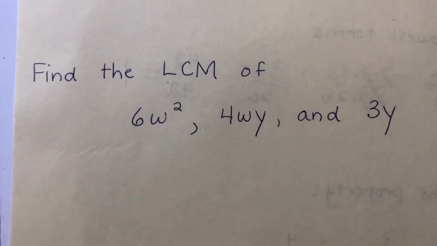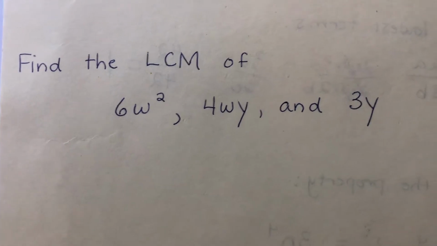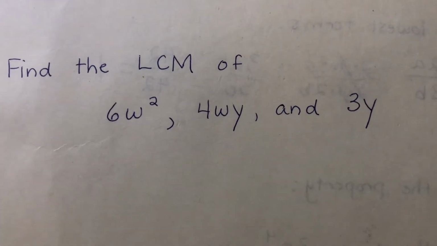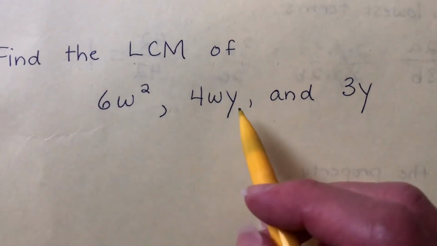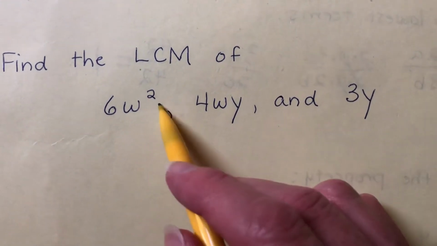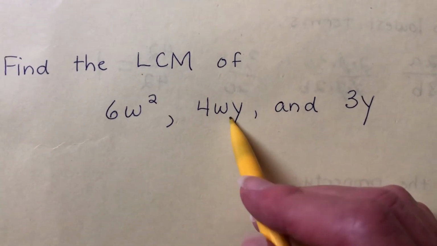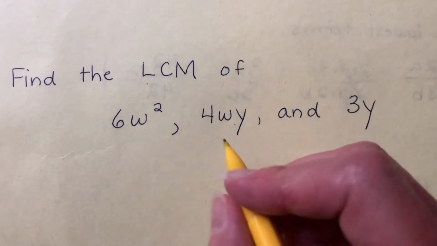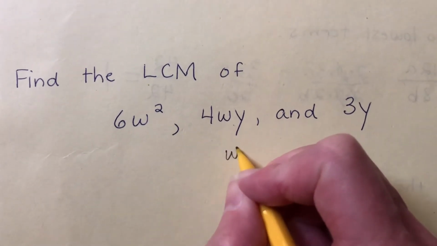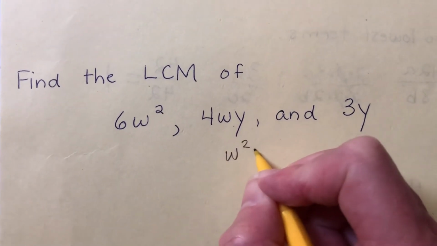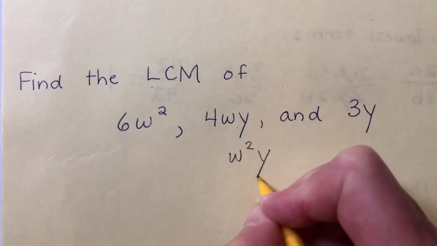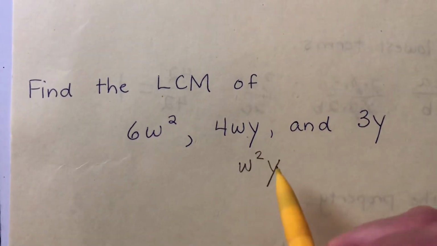If you want to find the least common multiple of these three terms, let's take a look at the variables first. We have w squared and we have a y. So the most we see the w is squared. The most we see a y in any one factorization is once.